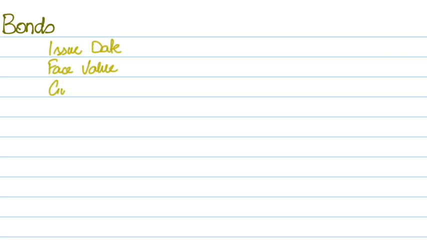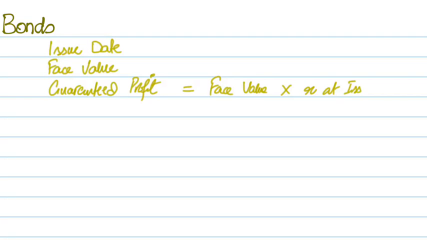Then we have what is called the guaranteed profit. So guaranteed profit is basically the face value times the market interest rate at the date of issue. So this is important. It's the face value times the interest rate denoted by R at the date of issue. So it has to be the interest rate at the issue date.